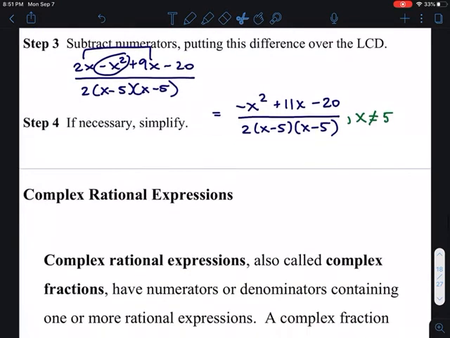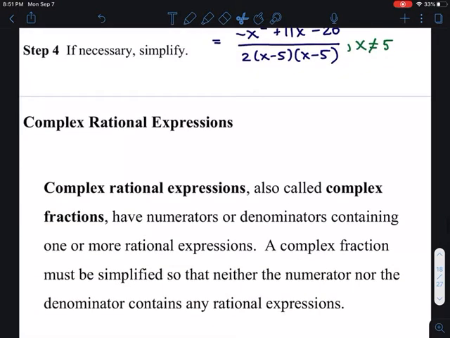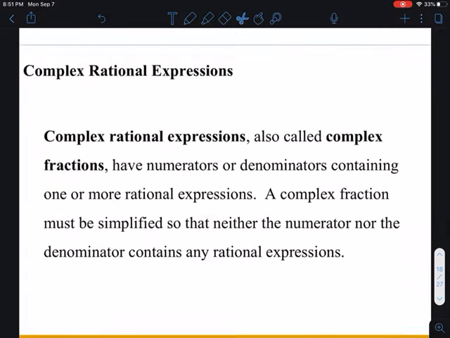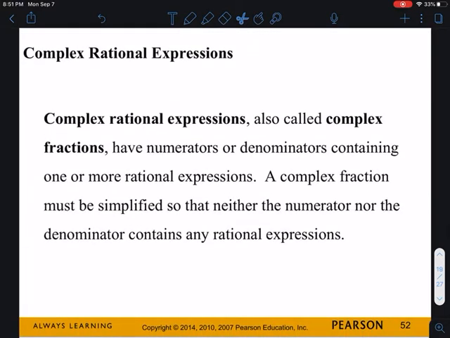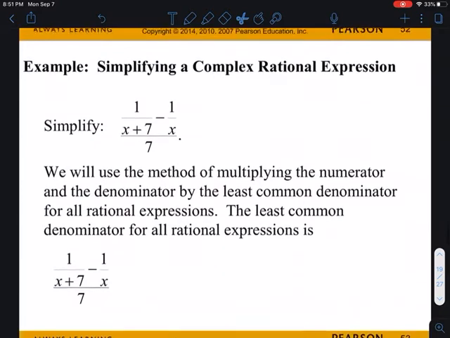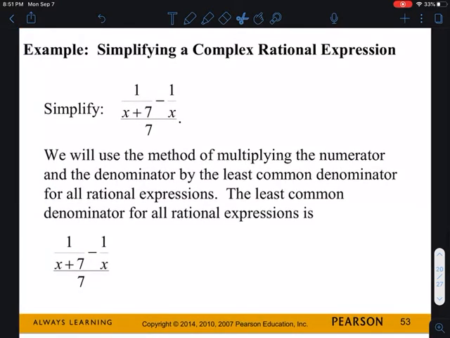So the next type we're looking at is what happens if we have complex rational expressions. A complex rational expression, also called complex fractions, has numerators or denominators containing one or more rational expressions. A complex fraction must be simplified so that neither the numerator nor the denominator contains any rational expressions. This is where we get into fractions in fractions and they look really ugly. Don't panic.